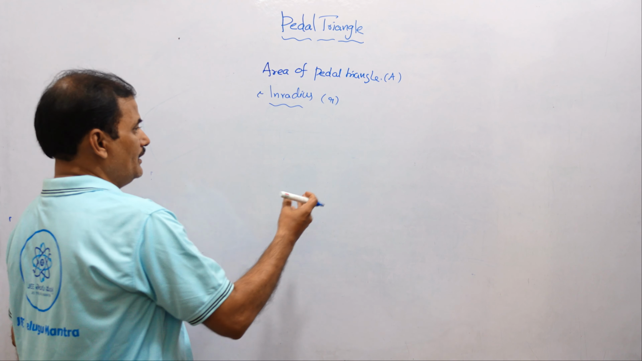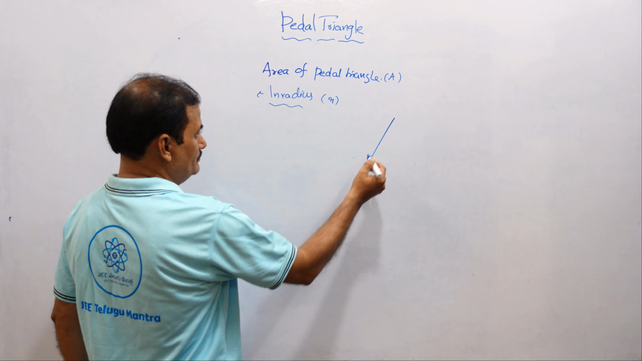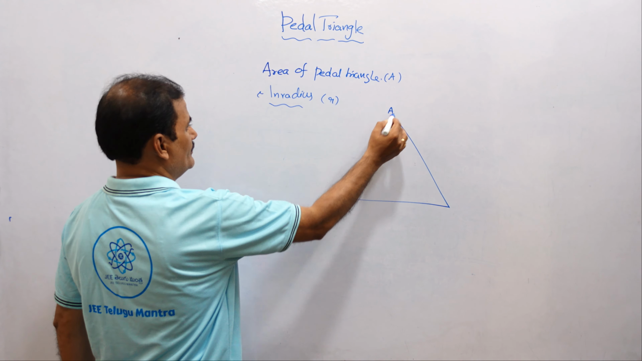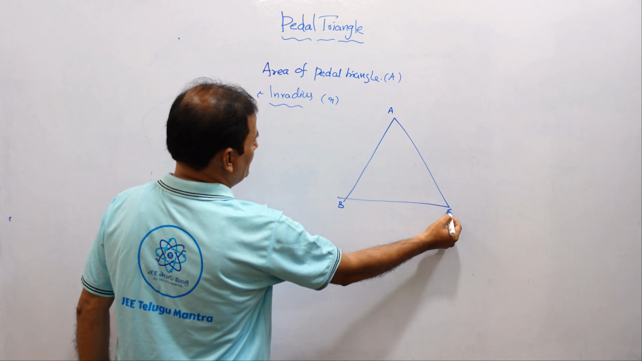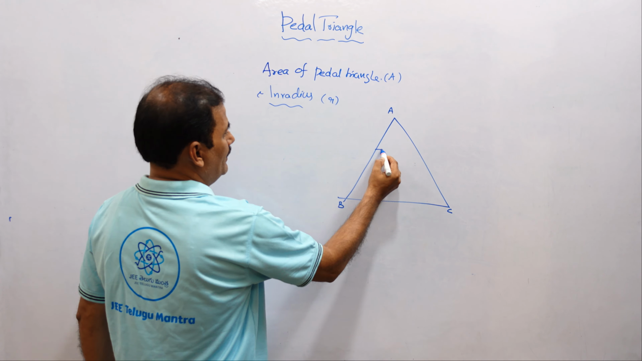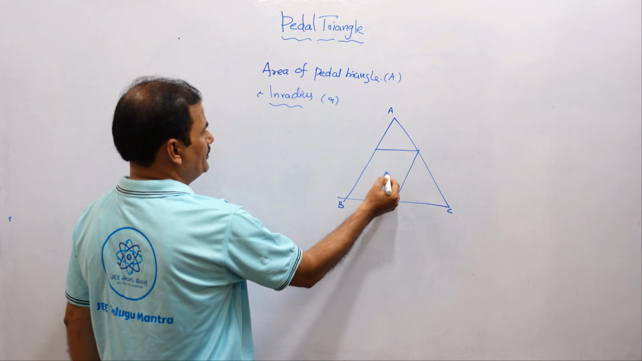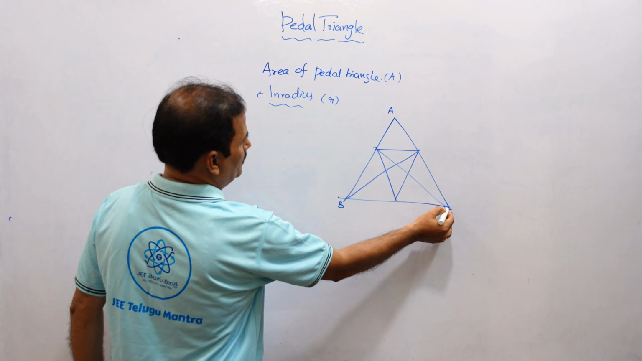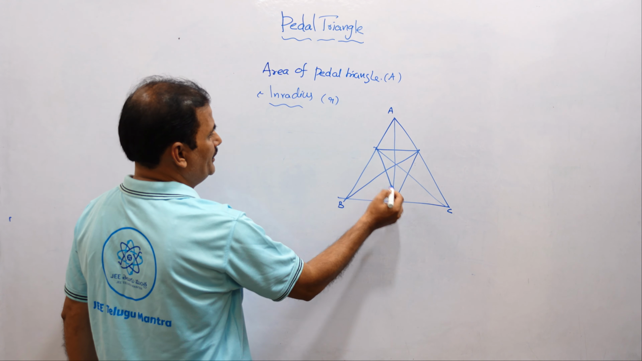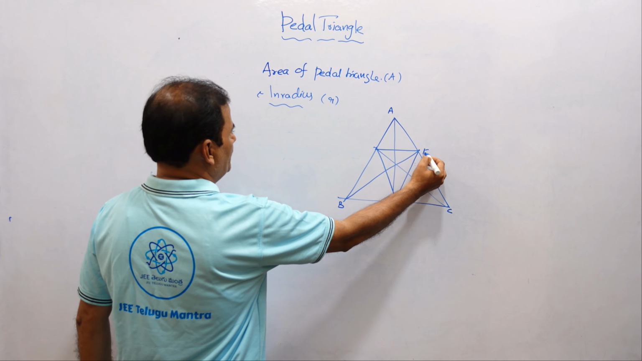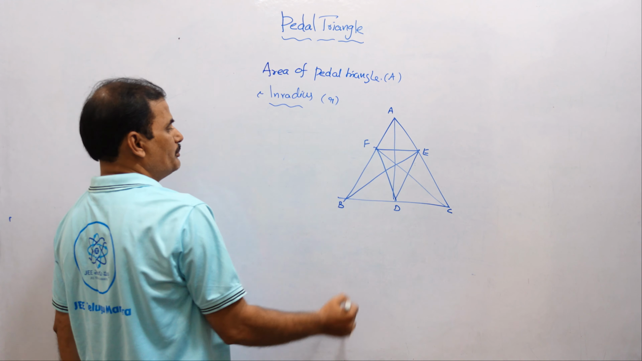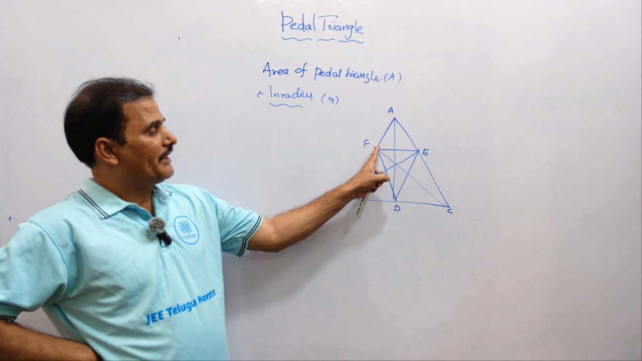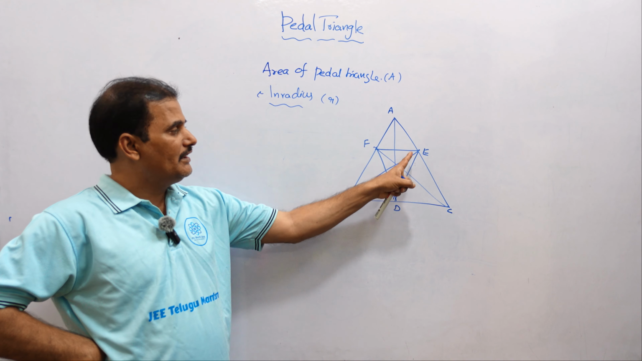Now again you draw the pedal triangle here. ABC is a triangle and DEF is formed by the feet of the perpendiculars. DEF is called the pedal triangle. Now we have to find out the area of the triangle DEF.